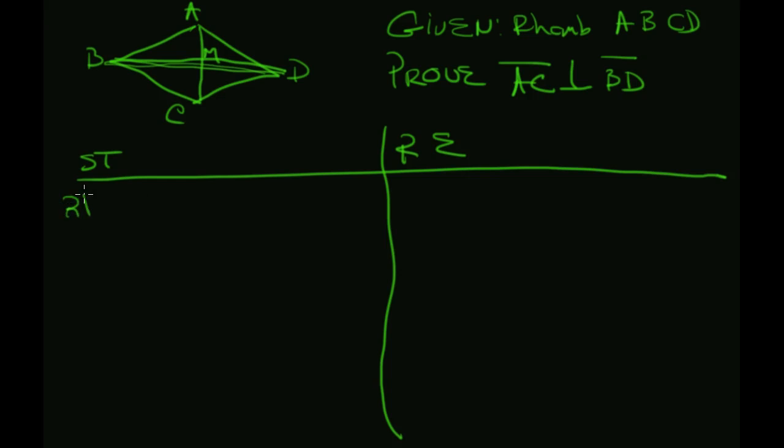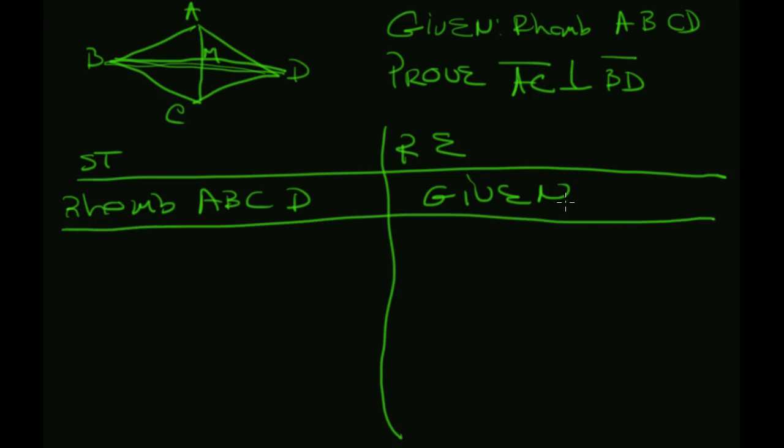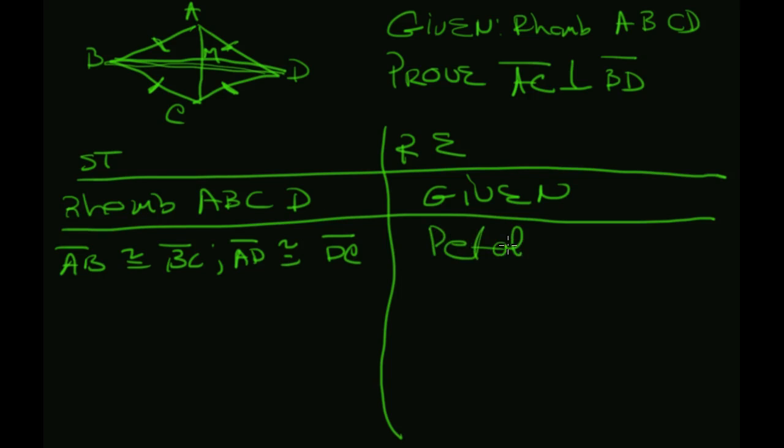So if I have rhombus ABCD, that's given to me, then I know the following things are true. AB has to be congruent to BC, and AD has to be congruent to DC. So this must be congruent to that, and that must be congruent to that. In fact, it's pretty straightforward that that's the case. That's by the definition of a rhombus. So this is specific to a rhombus.